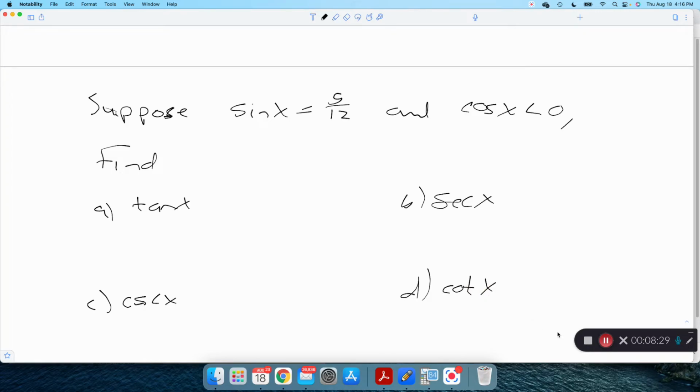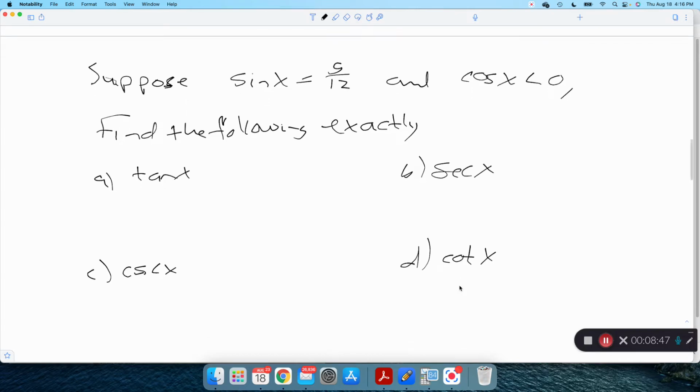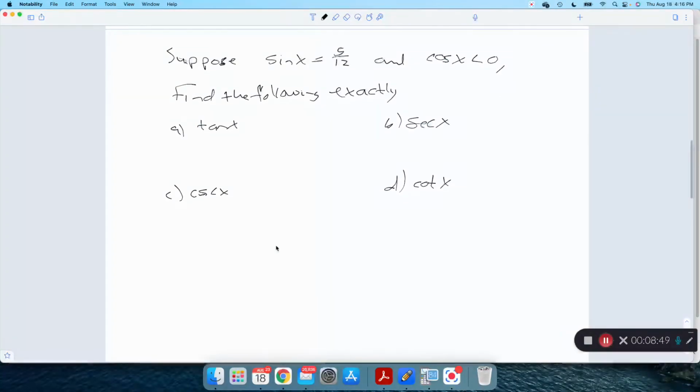Now, this is not a unit circle question, and it's not a calculator problem. So I could say find the following exactly. If you see the word exactly, you're not even going to be getting your calculator out. Okay, well, we draw our reference triangle. We got to figure out what quadrant we're in. First, sine is positive because 5/12 is a positive number. Cosine is negative.